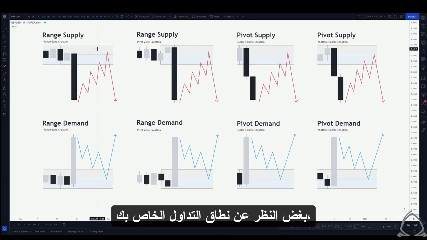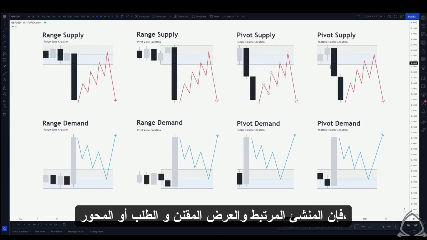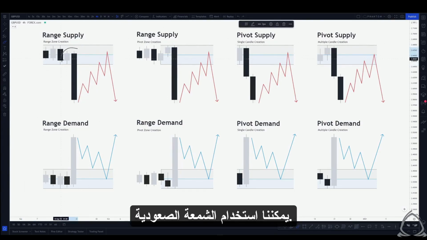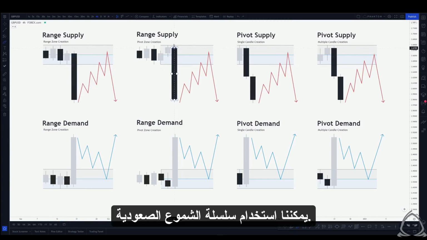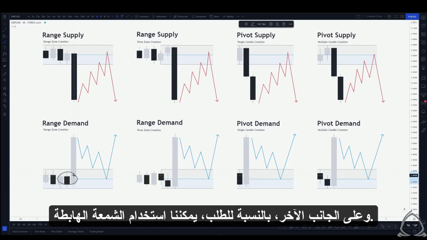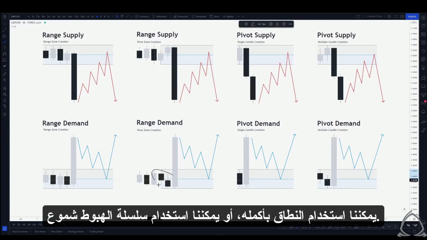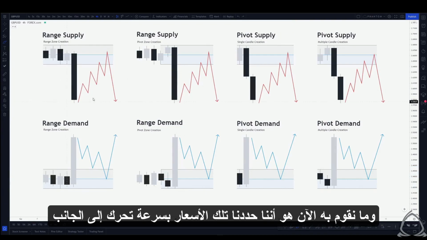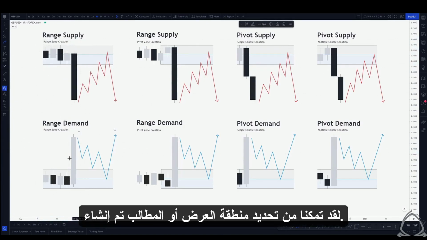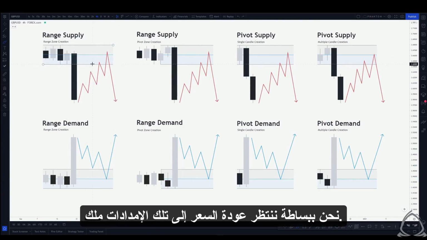So regardless if we're trading range-bound created supply and demand or pivot, we have the opportunity of drawing our supply zone using the entire range. We can use the bullish candle, we can use the series of bullish candles, and on the flip side for demand, we can use the bearish candle, we can use the entire range, or we can use the series of bearish candles. And what we're doing is, now that we've established that prices rapidly move to the downside or prices rapidly move to the upside, we've been able to identify that a supply zone or a demand zone has been created. We just simply are waiting for price to return back to that supply zone.